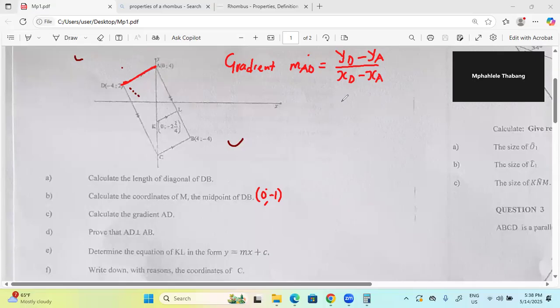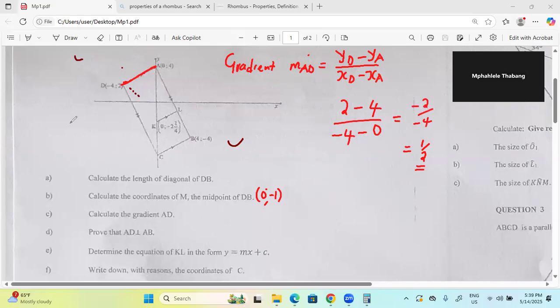So what is y at D? You just go to D, y there is 2. What is y at A? You go to A, y there it's 4. What is x at D? Minus 4. What is x at A? 0. So which means that your answer is minus 2 over minus 4, which is 1 over 2. So the gradient of line AD, it's 1 over 2. How did we find the gradient? We made use of a gradient formula.